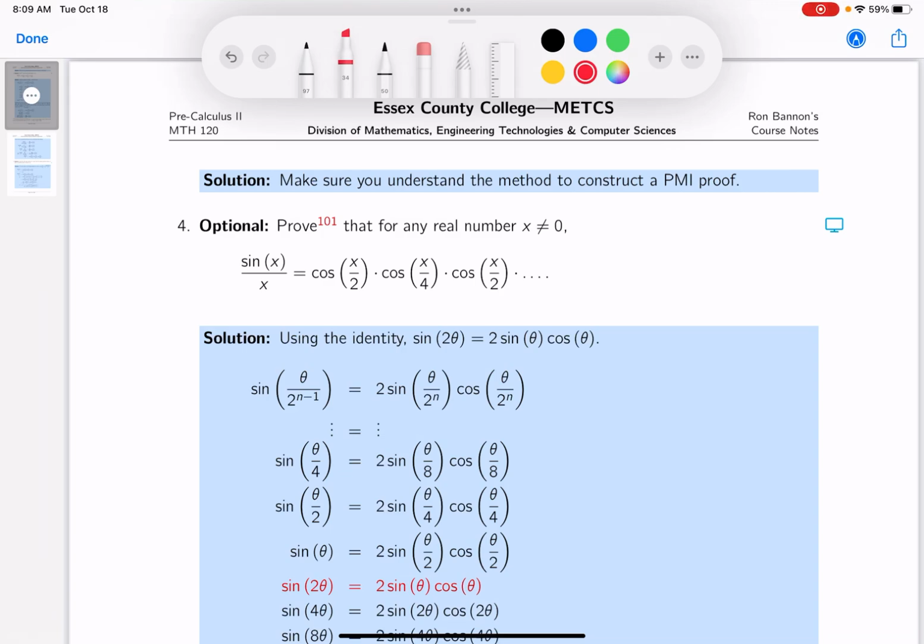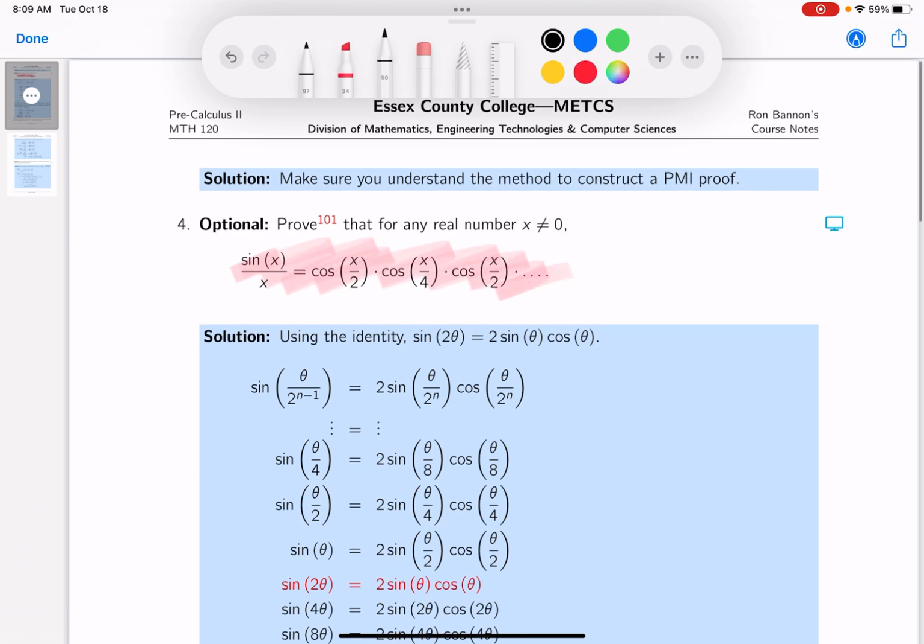Okay, this is optional. It's, prove this identity over here. I do notice just looking at it there's a mistake in this, and I will correct this. You're not going to see this in your notes, by the way. This should be written as the cosine of x over 2.